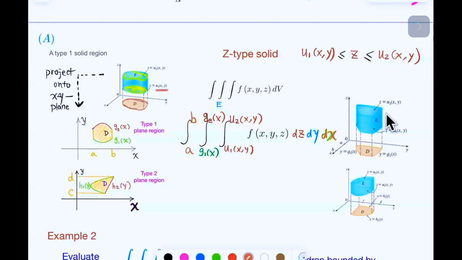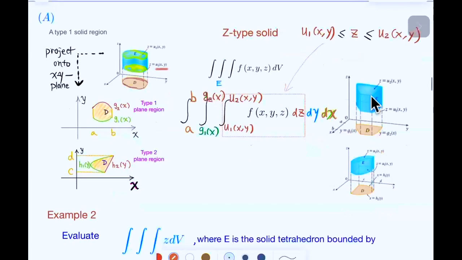So if it's a D-type solid over here, the innermost integral will be this. Okay, so you will integrate with respect to z first, and then put U1 and U2 here. Okay, right? I did a good job. So you can see actually in this picture that this is a D-type region. You go from U1 to U2, and then down here this is the g1, and then g2 will be this, and then you set this up.